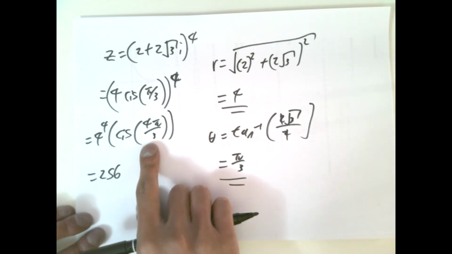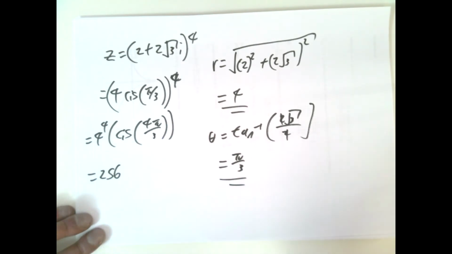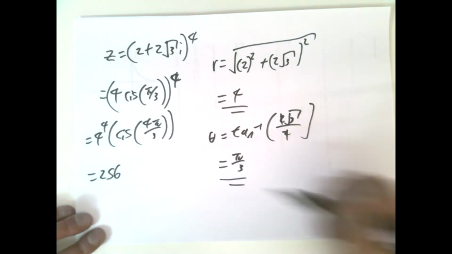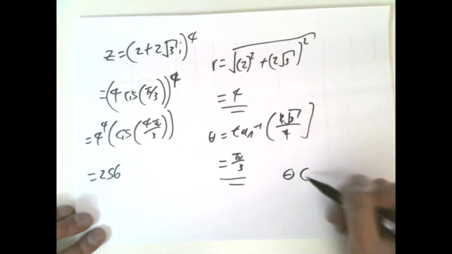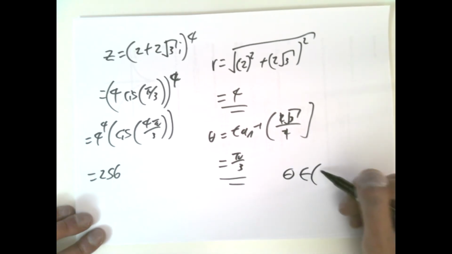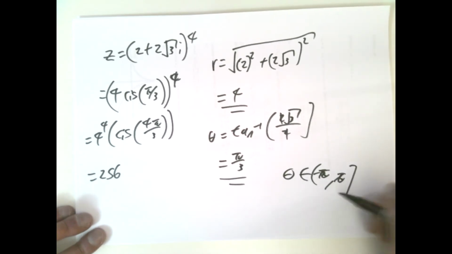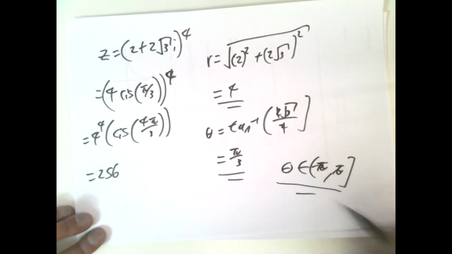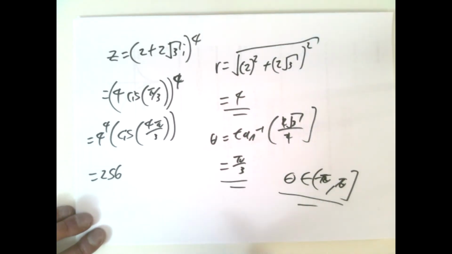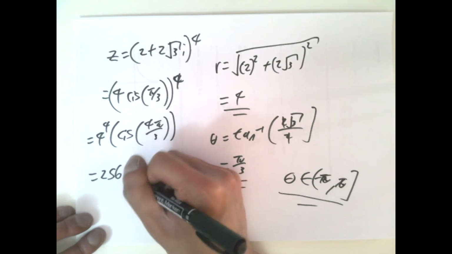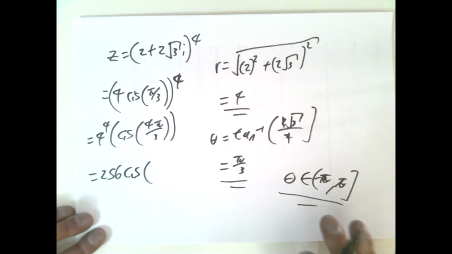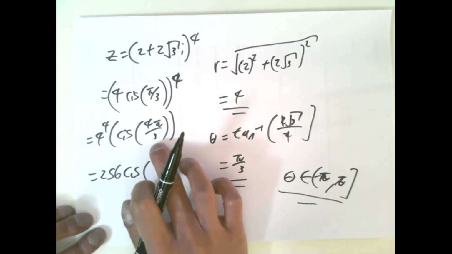However, we're not done, because the argument of a complex number must always be in the principal domain, where the angle must always be between minus pi open and pi closed. We call this the principal domain. And how do we get back into this principal domain?